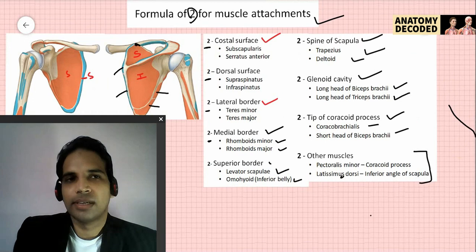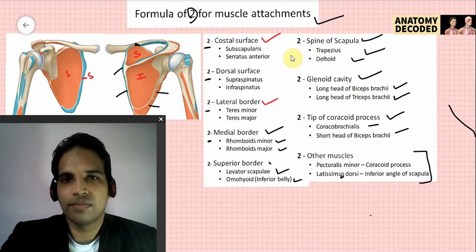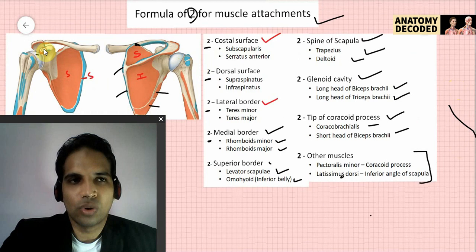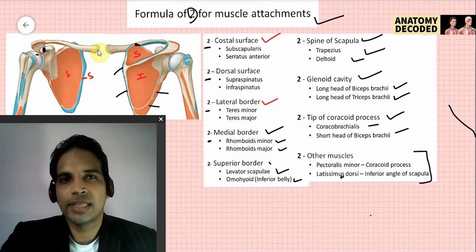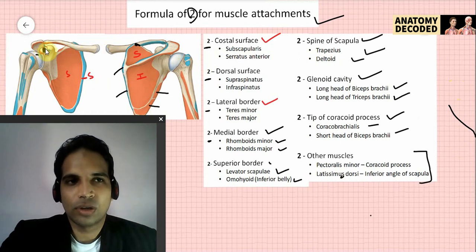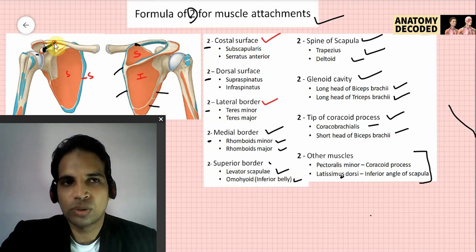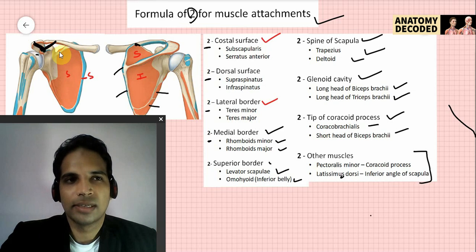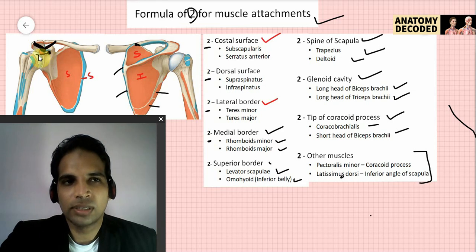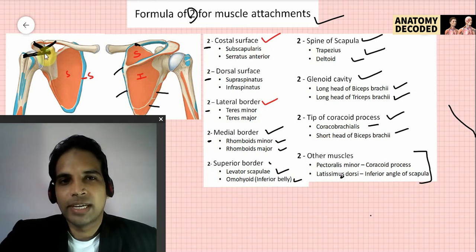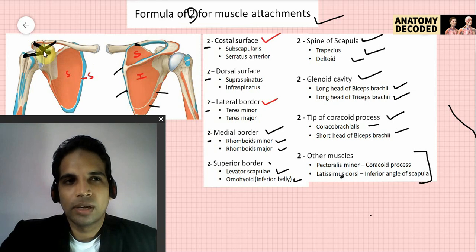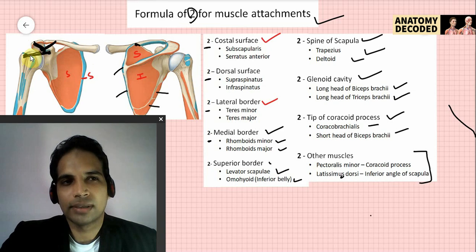Then the ligaments of the scapula we can remember with the help of the coracoid process. With the help of the coracoid process, we can remember three ligaments. One is the coracoclavicular ligament, from the coracoid process to the clavicle. Then from the coracoid process to the acromion process, the coracoacromial ligament. Then from the base of the coracoid process to the humerus, the coracohumeral ligament. So remembering the coracoid process, we can remember three ligaments of the scapula: coracoclavicular ligament, coracoacromial ligament, and coracohumeral ligament.